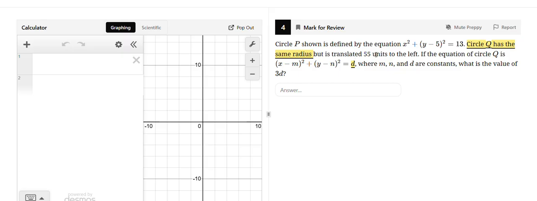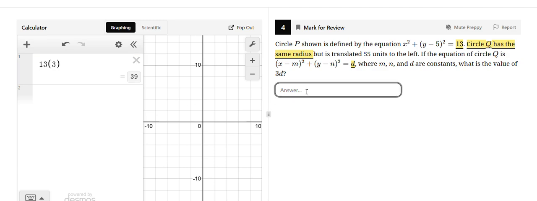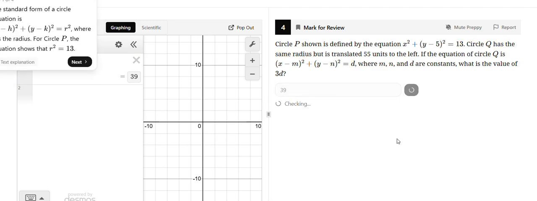And it's translated 55 units to the left. So D, if you guys didn't know, in this scenario will be r squared, the radius squared. But technically, we don't have to even solve for the radius of this one, because if the same radius is there, then the same r squared value will be there, right? So what's the value of 3D? Well, it's 13 times 3, which is 39. And that's the correct answer.